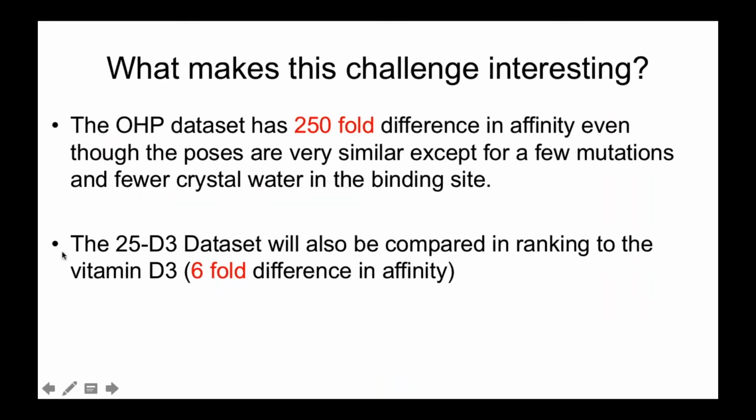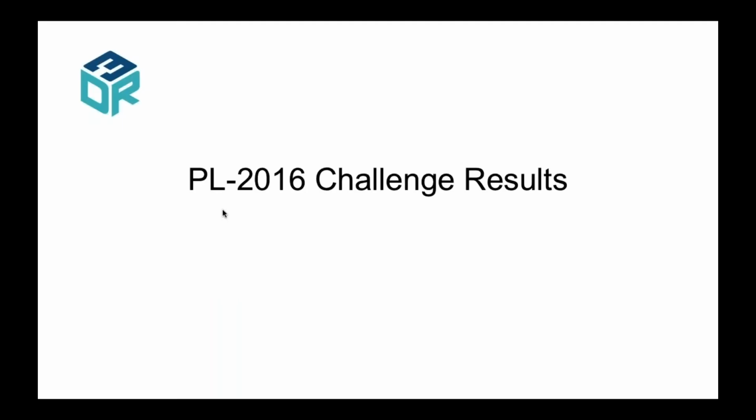And what makes the challenge interesting is that the OHP data set had a 250-fold difference in affinity, even though the poses were very similar, with a few mutations and fewer crystal waters in the binding site. And in the 25D3 data set, we had also a 6-fold difference in affinity between vitamin D3 and the first protein-ligand complex with 25D3. And we wanted to see how well participants could do in predicting the poses and the scoring of these ligands at the end of the challenge.